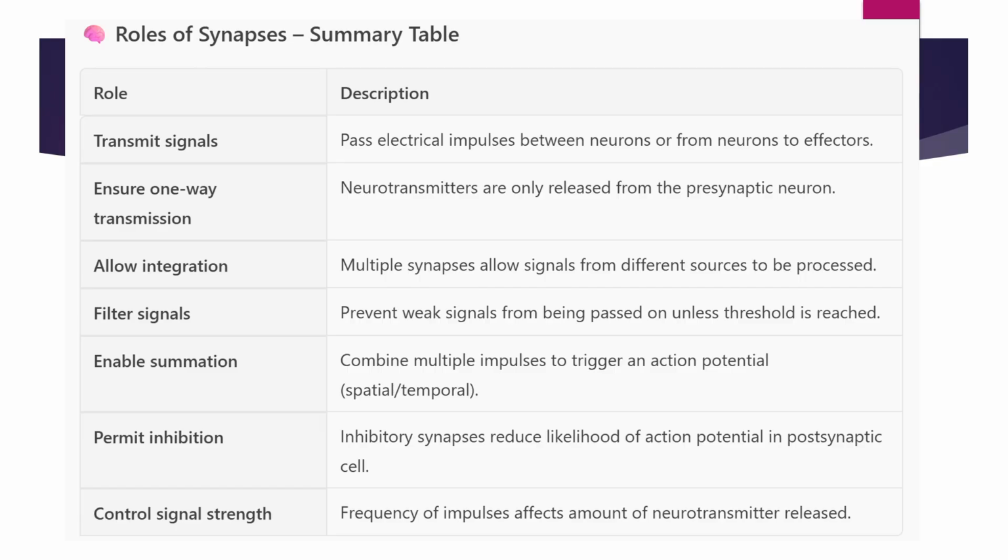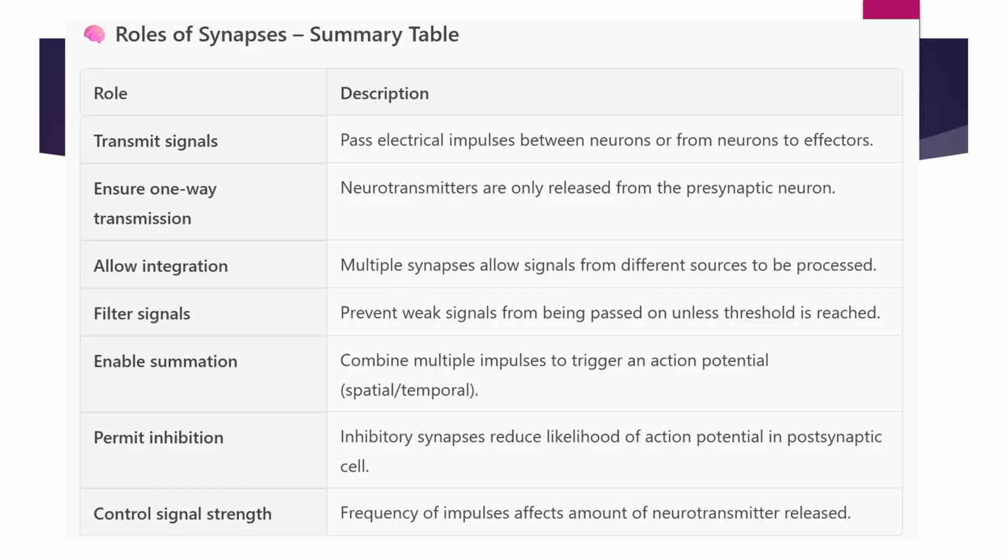They allow integration. Multiple synapses allow signals from different sources to be processed. Filter signals: prevent weak signals from being passed on unless threshold is reached. They enable summation, combine multiple impulses to trigger an action potential, so either spatial or temporal. Spatial is lots of neurons synapsing with another neuron, or temporal is more action potentials in a certain amount of time.